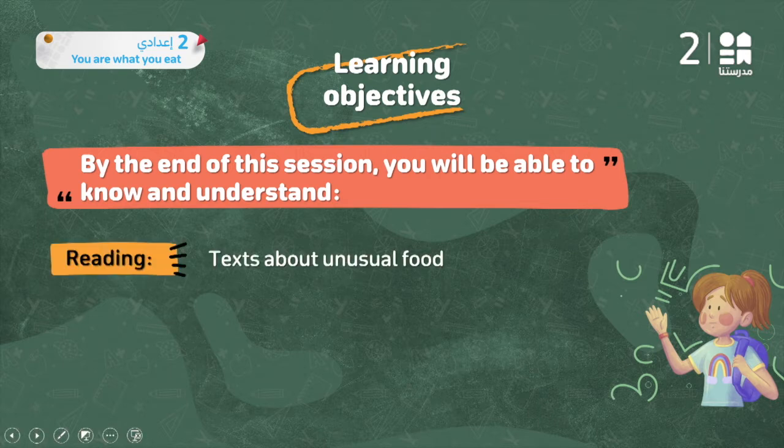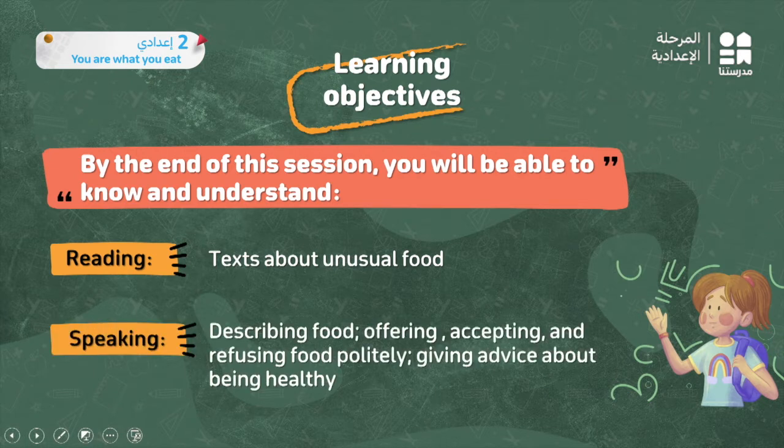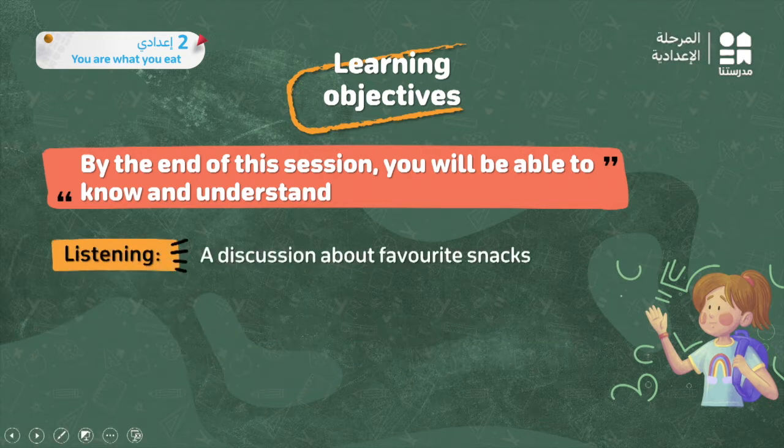For the reading part, we will read texts about unusual food. النهارده هتعرفوا معلومات عن meals و snacks I guess you have never heard about before. So this is the reading part, and for the speaking part, describing food, offering, accepting and refusing food politely, giving advice about being healthy. برضو هنكمل اللي احنا ابتديناه المرة اللي فاتت, how to accept food, how to refuse, how to make polite requests. كل ده هنركز عليه تاني النهارده in the speaking part.